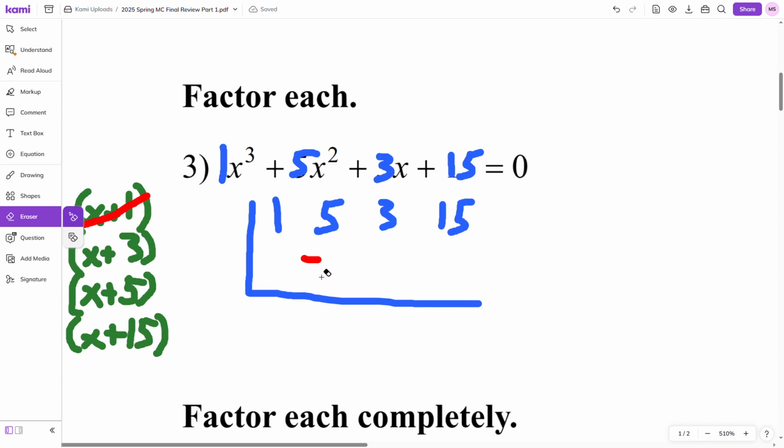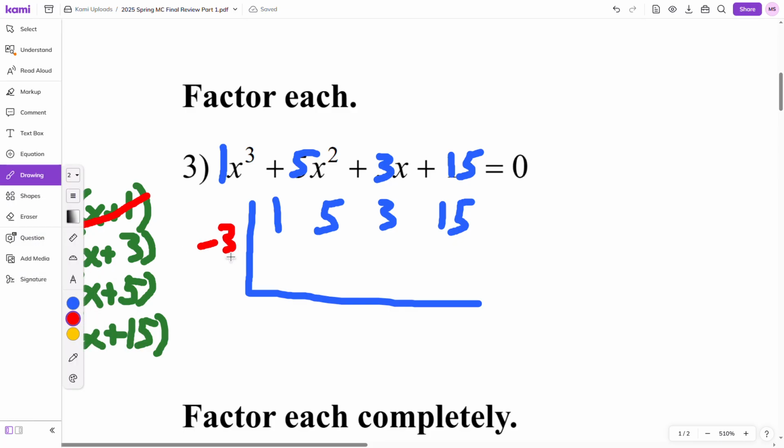Now, why did I start with 1 or negative 1? Because you should always start with the lower numbers. They're just more likely to be the answer. So I'm going to move on to the next one. So let's try minus 3.